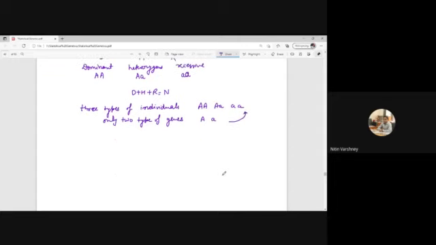So if I am having capital N individuals, how many genes will be there? Twice N genes will be there. Okay, if there are N individuals, see here, there is one gene, two gene, three gene, four, five, six. So three individuals are there, so twice N genes will be there. Double genes will be there.